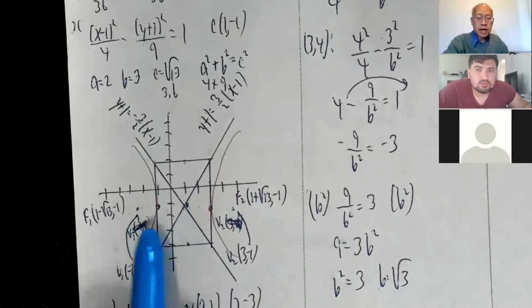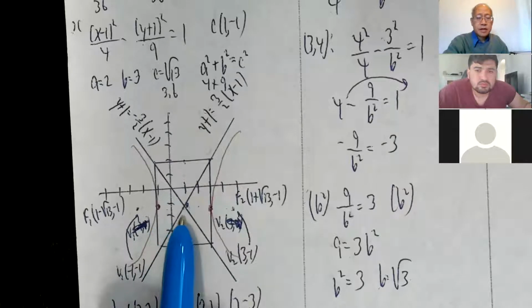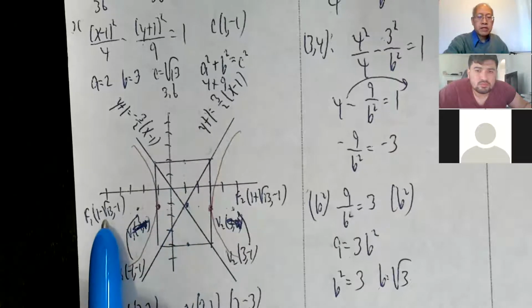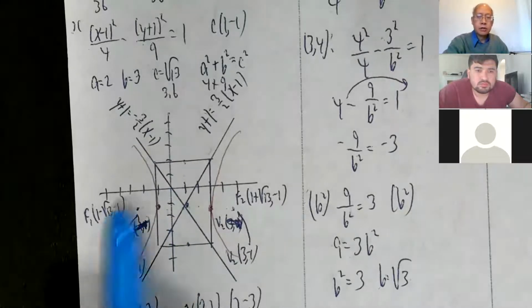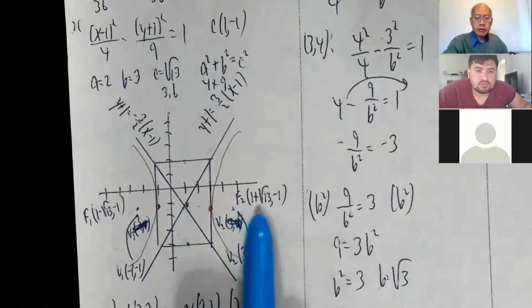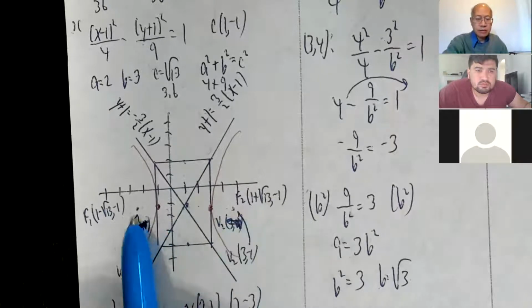How do I write the foci? Well, 1 minus radical 13, -1, and 1 plus radical 13, -1. That's the best you can do.